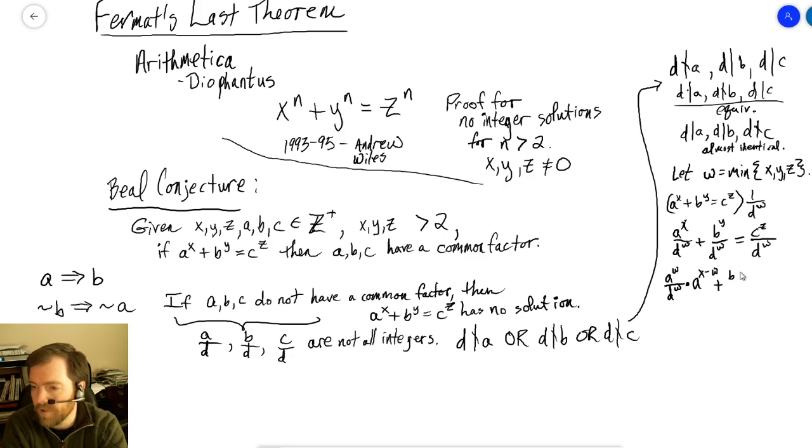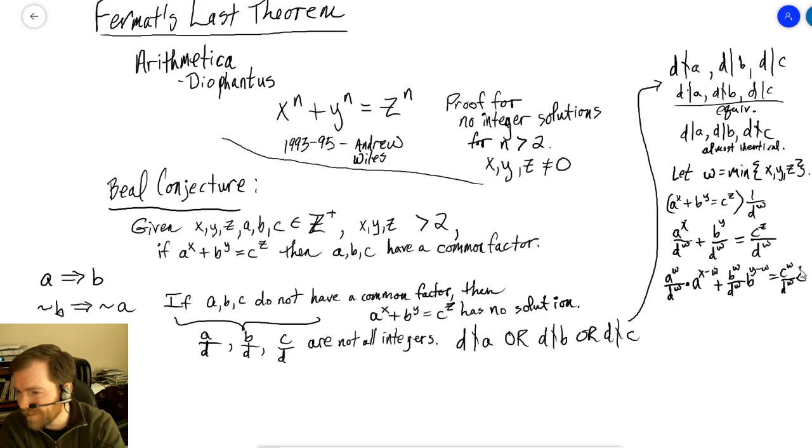Okay, plus we're going to do the same thing over here. This is b to the w over d to the w times b to the y minus w equals c to the w over d to the w times c to the z minus w. I think you all know what I mean anyway.